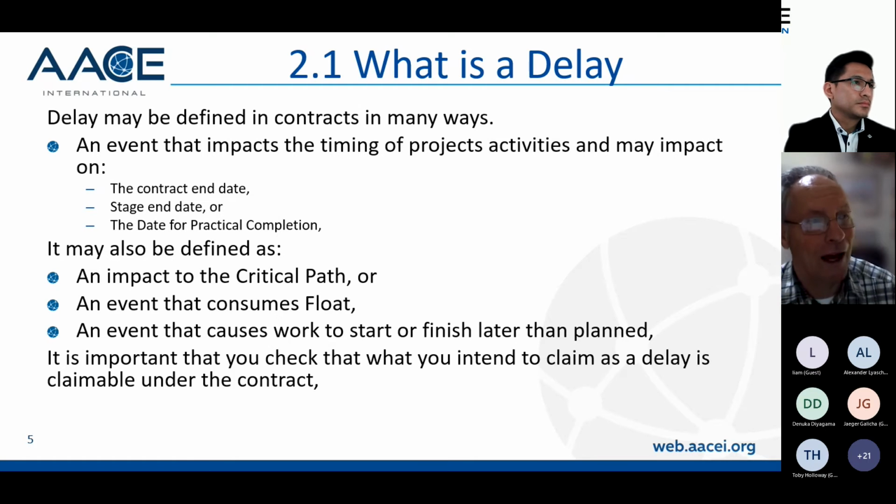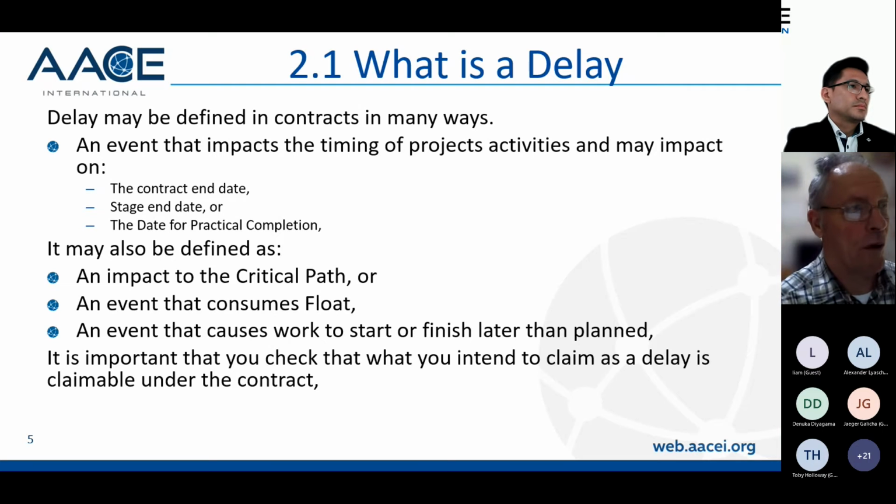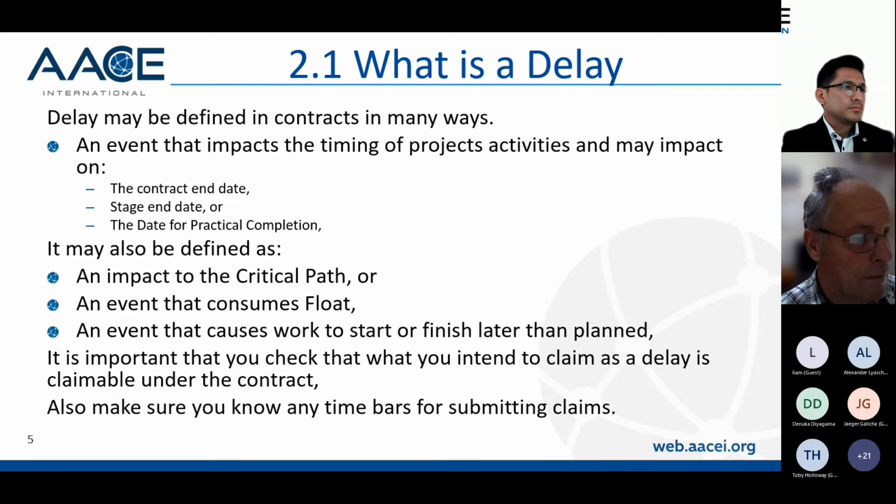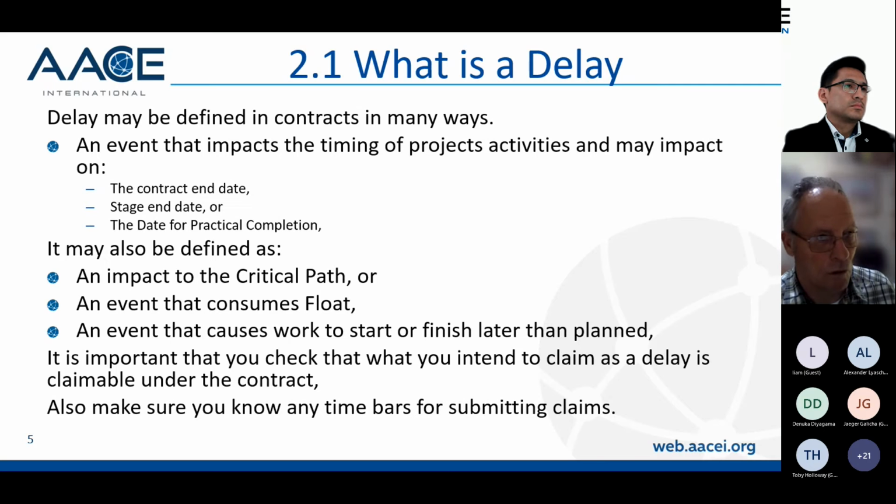So if you wish to claim a delay under the contract, then you need to make sure that there is a vehicle under the contract for claiming that delay. You also need to make sure you understand any time bars when submitting claims. And I've known companies who always put their delays at the end of each month, but haven't read the contract where it says that the contractor must inform the client of a delay within 7 days of a delay becoming noticed or commenced. So again, it's important that you understand the contract terms and conditions in respect to delays.